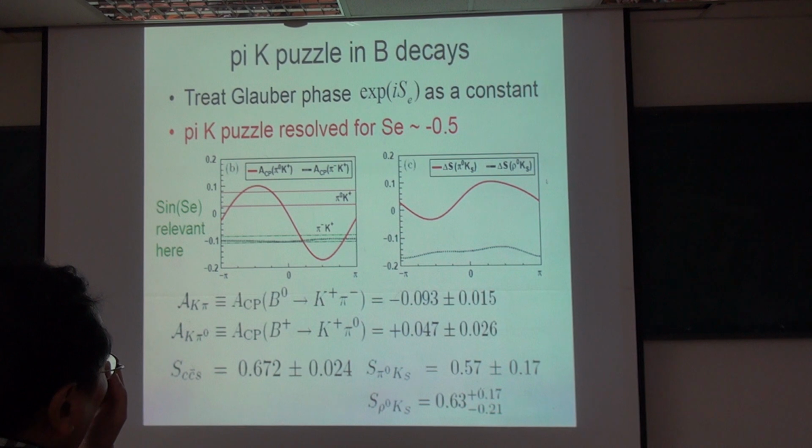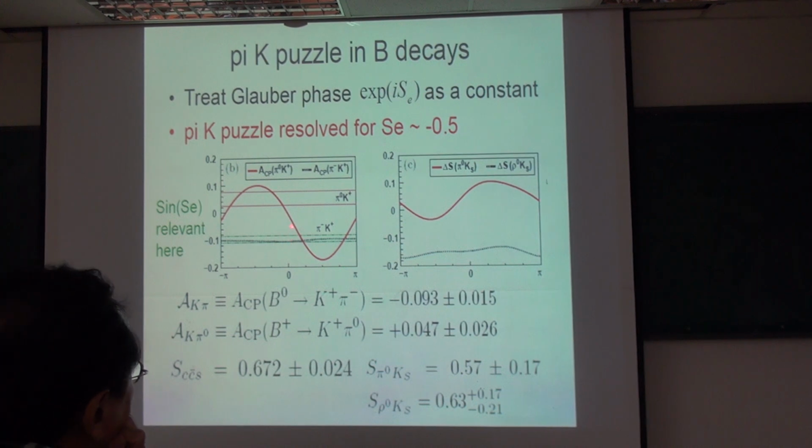Then to see whether we can explain data, you can see we can explain the pi k puzzle. If this global phase is zero, our PQC predictions have the same sign for these two direct CP symmetry. But once I turn on this global phase, then this one, pi zero, the charge, BDK, will flip sign, with some value of this global phase, minus 0.5. But the phase cannot be calculated. It may be calculated in lattice, but not by us. We cannot do it. So I just want to show that maybe this phase can resolve all the puzzles. If this is the case, it's already highly non-trivial.